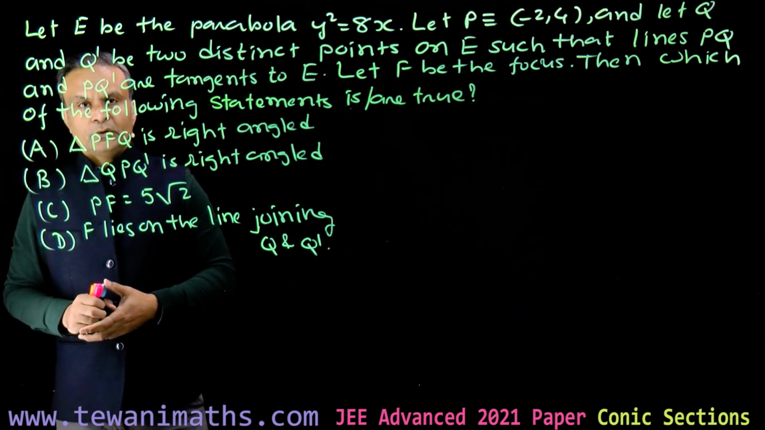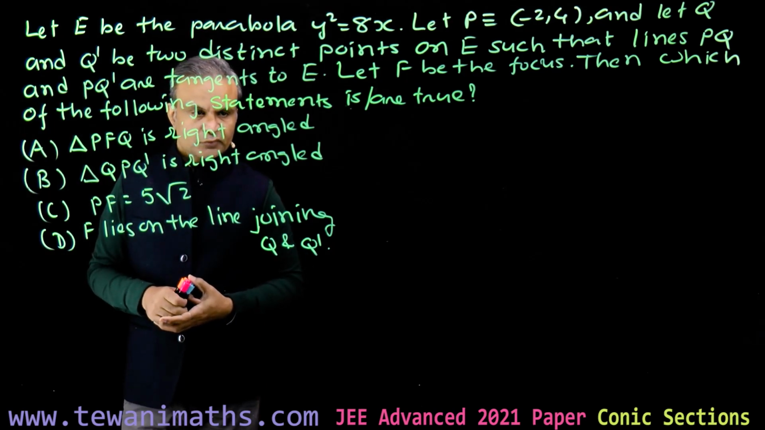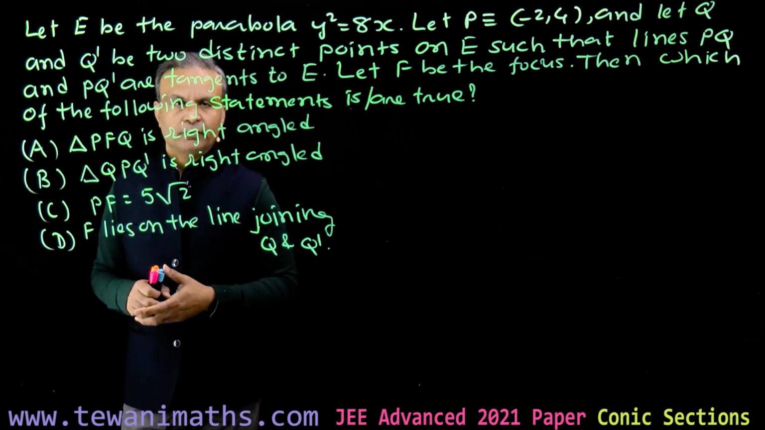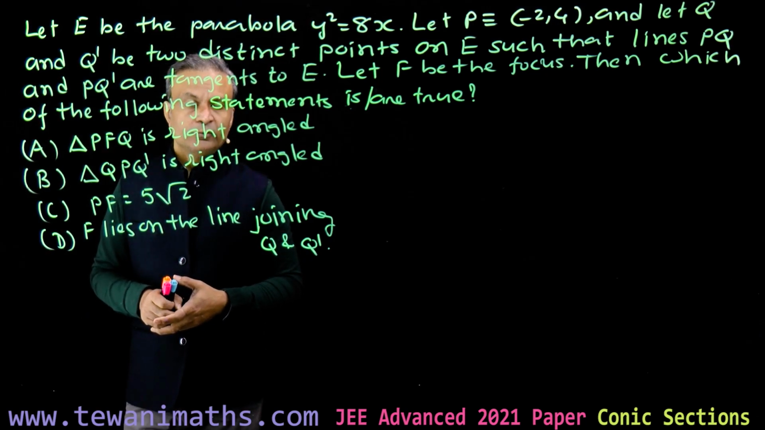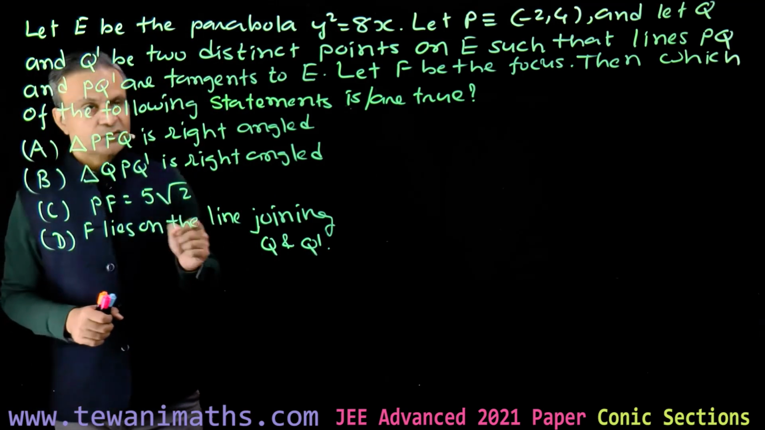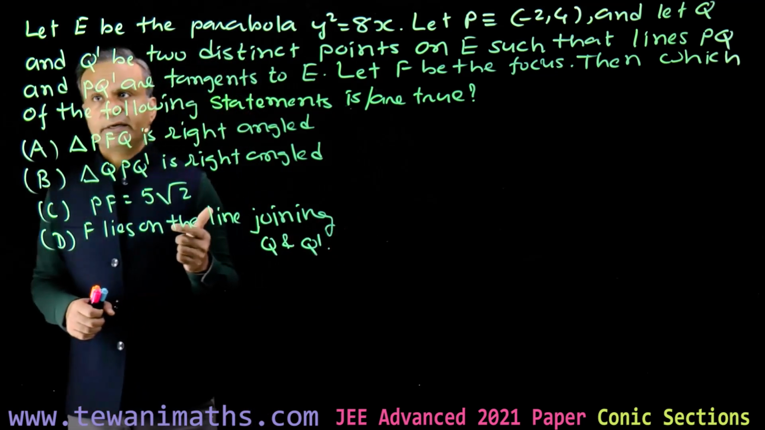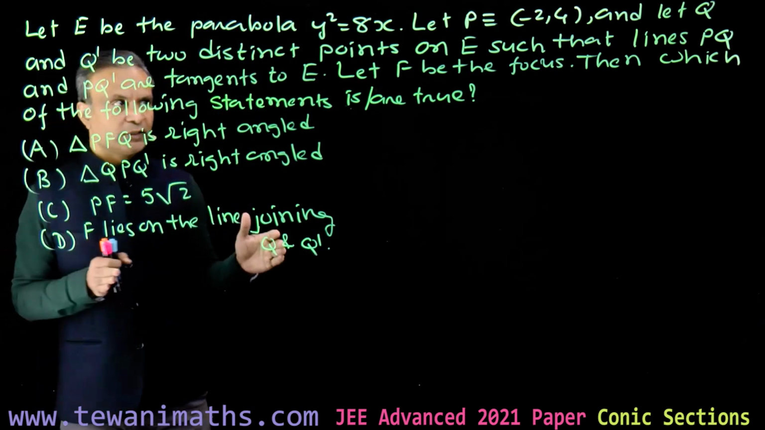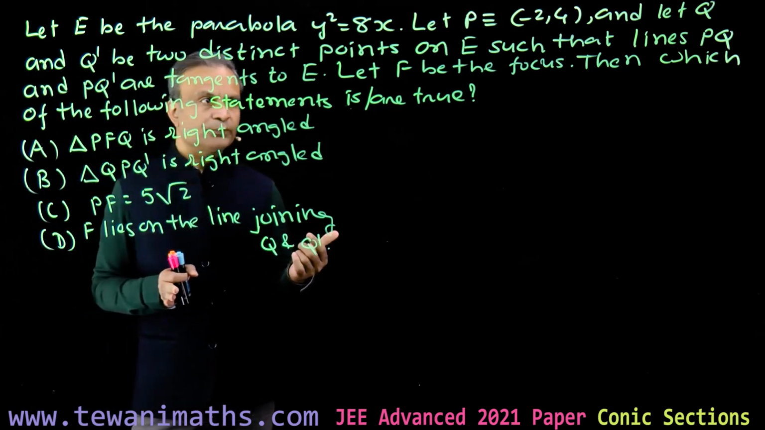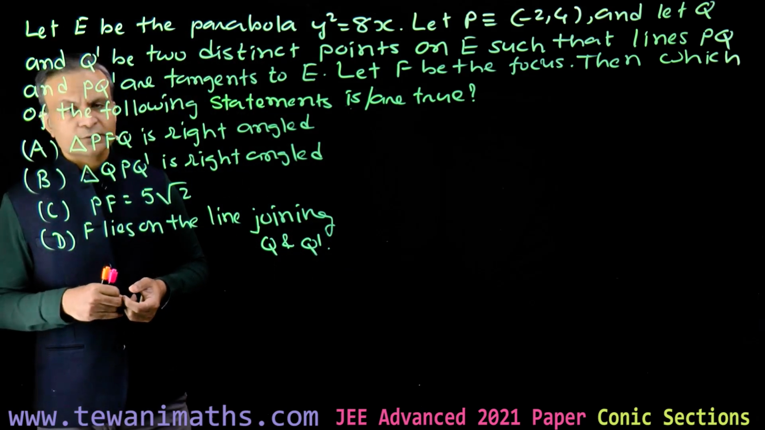Okay, now we have a question from parabola in the multiple correct answer type category. This is a very simple question if you know the properties of parabola and its tangent. The question is, let E be the parabola y square is equal to 8x. Let point P be (-2, 4) and let Q and Q dash be two distinct points on E such that lines PQ and PQ dash are tangents to E. Let F be the focus, then which of the following statements are true?